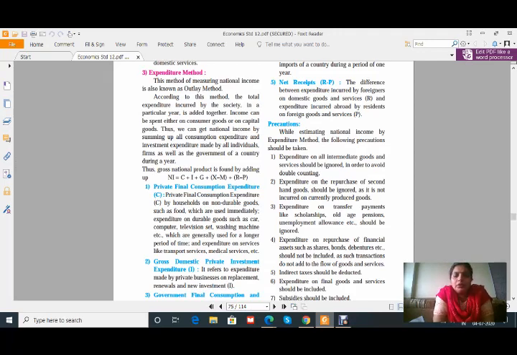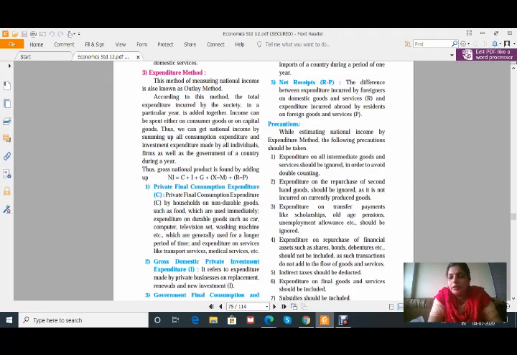According to this method, the total expenditure incurred by the society in a particular year is added together. That means again it is a sum total of the expenditure, but when the income is earned, the part of income that is used for the consumption purpose is known as expenditure. So here we can get the national income by summing up all consumption expenditure regarding consumer goods as well as capital goods.